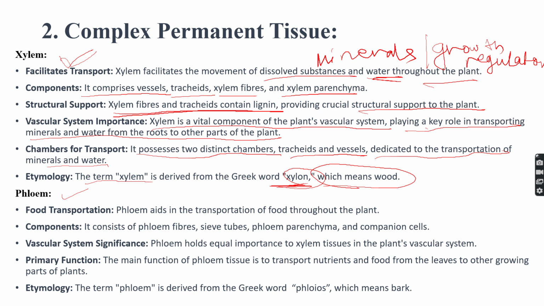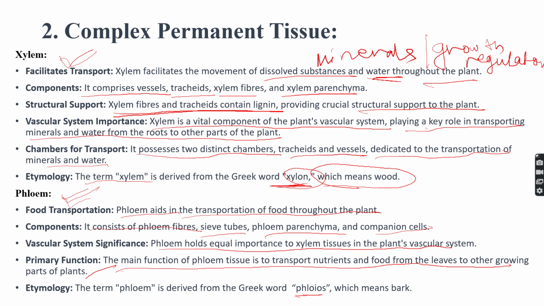Okay, coming to the next tissue, that is the phloem. Phloem aids in the transportation of food throughout the plant. So it consists of phloem fiber, sieve tube, phloem parenchyma, and companion cells. Phloem holds equal importance to xylem tissue in the plant's vascular system. The main function of phloem tissue is to transport nutrients and food from the leaves to the other plant parts, and the word phloem comes from the Greek word phloios, which means bark.